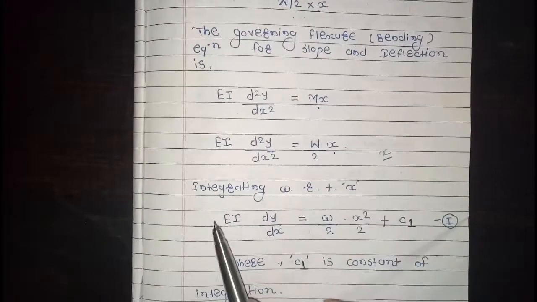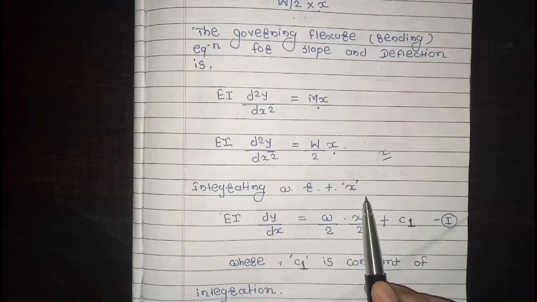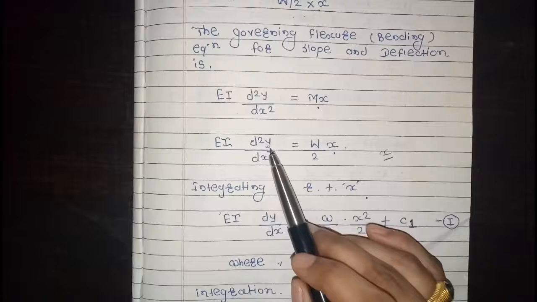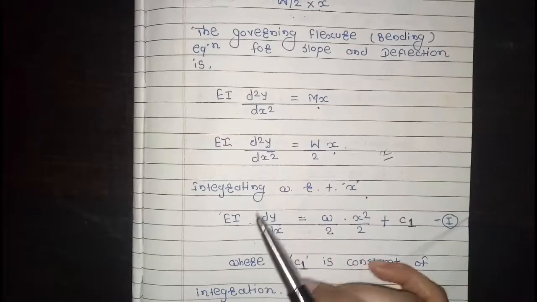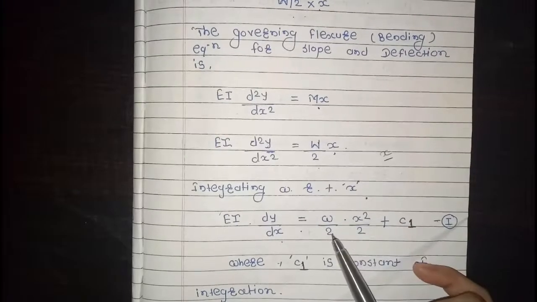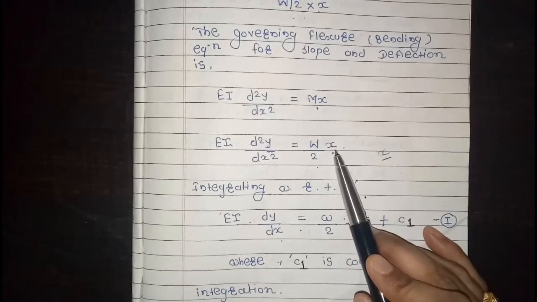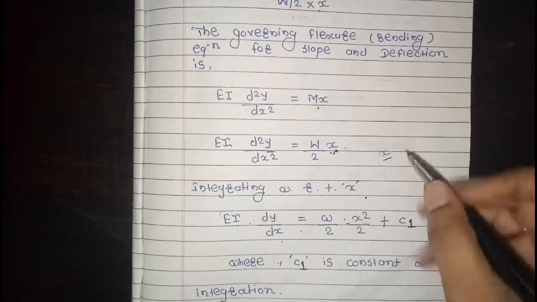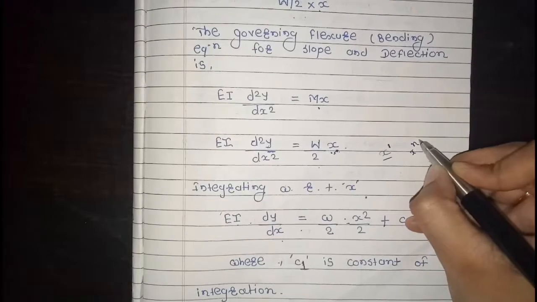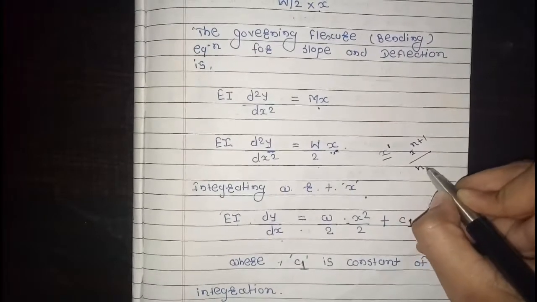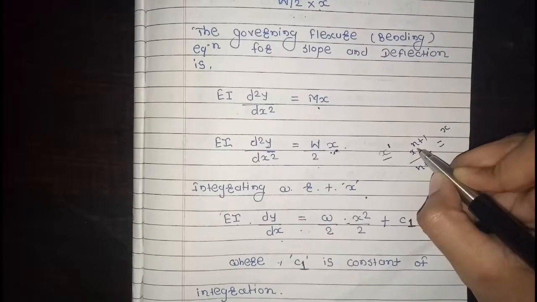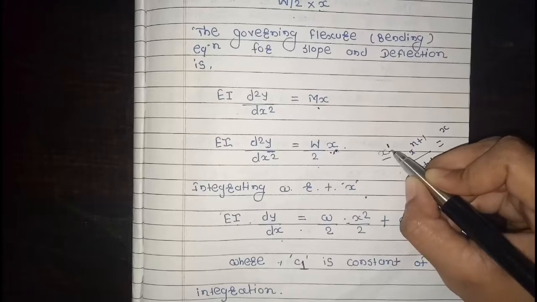So integrating with respect to x, EI d2y by dx square with respect to x, then we get EI dy by dx is equal to W by 2 into the integration of x. Calculate the integration of x. What is the power of x? 1. So x raised to n plus 1 divided by n plus 1. What is meant by n? n is the power of x.